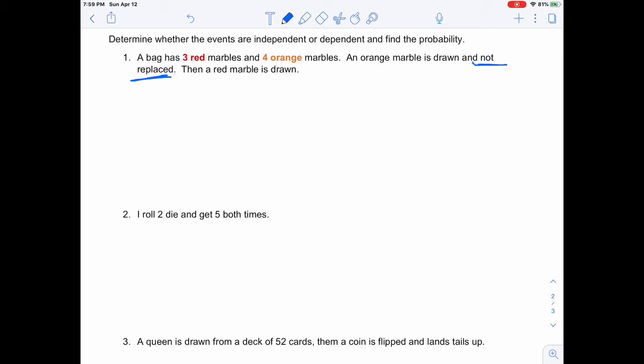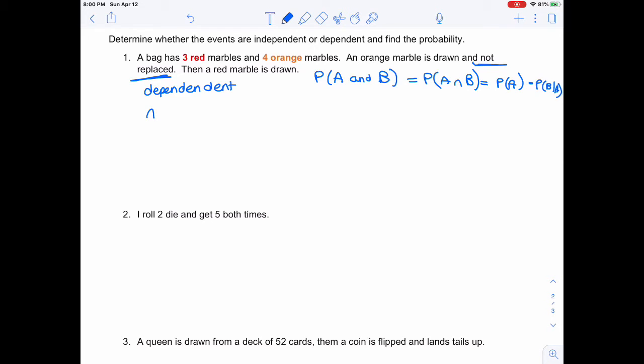So right away, that not replaced means that we're definitely going to have a dependent situation here. So remember your dependent formula, P of A and B. Just think, "and" has an N in it. Remember, for dependent events, that's when we need our probability of A, and we need our probability of B given A.